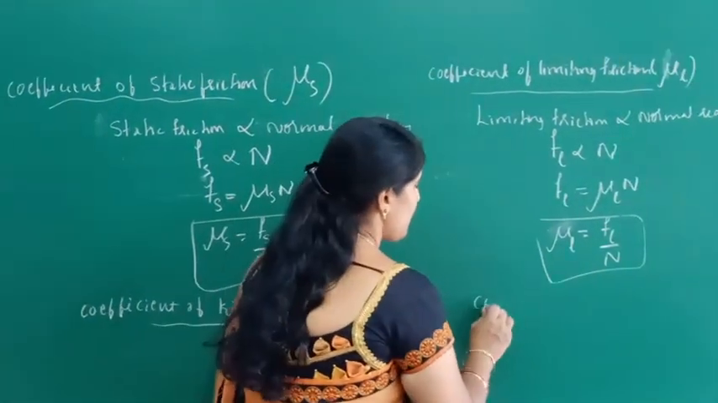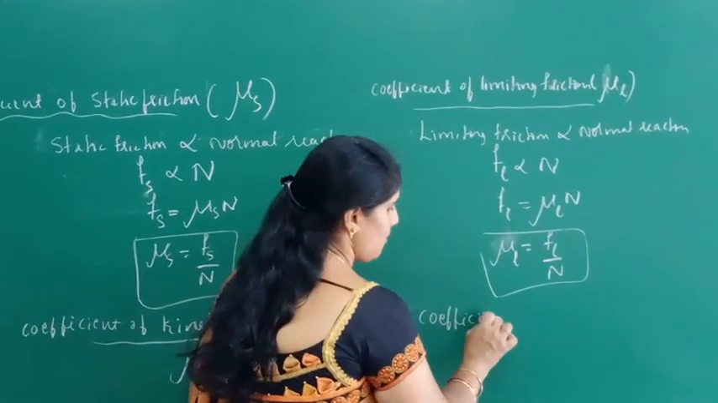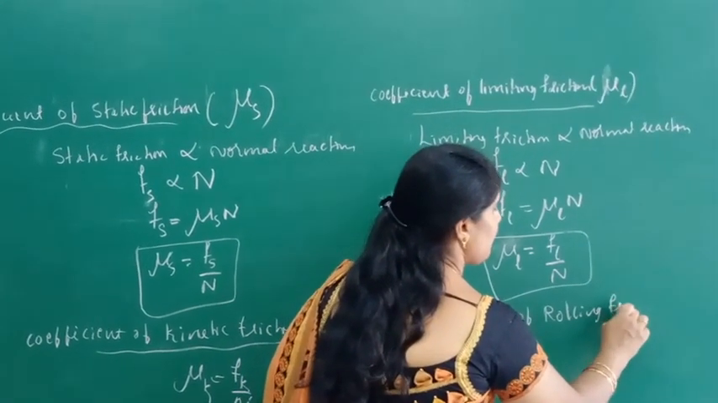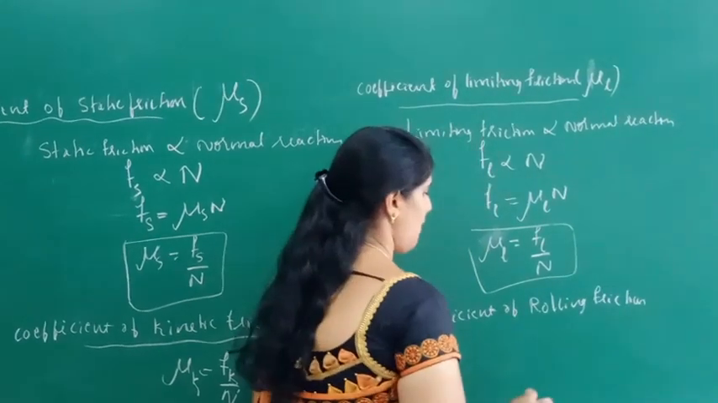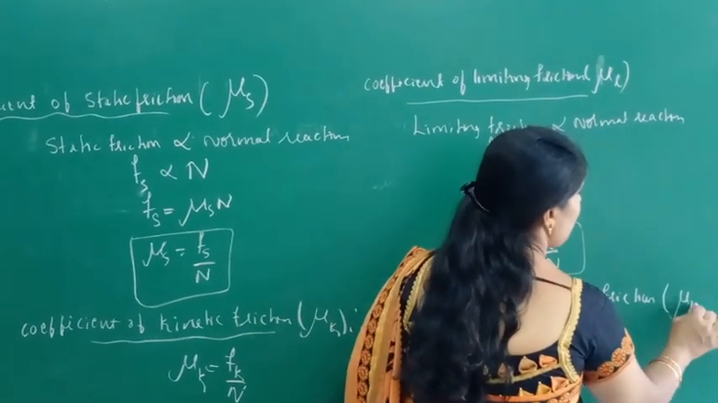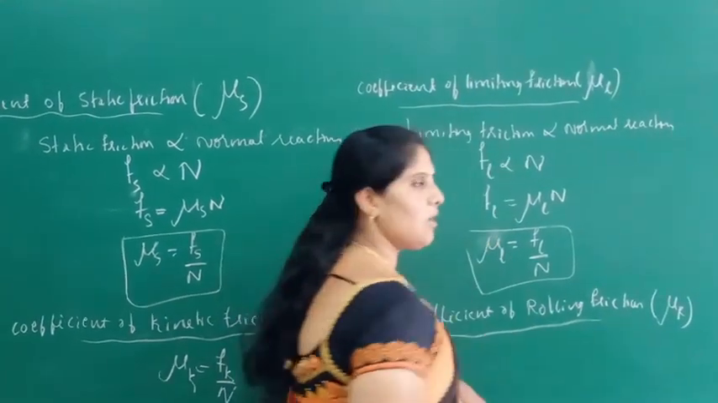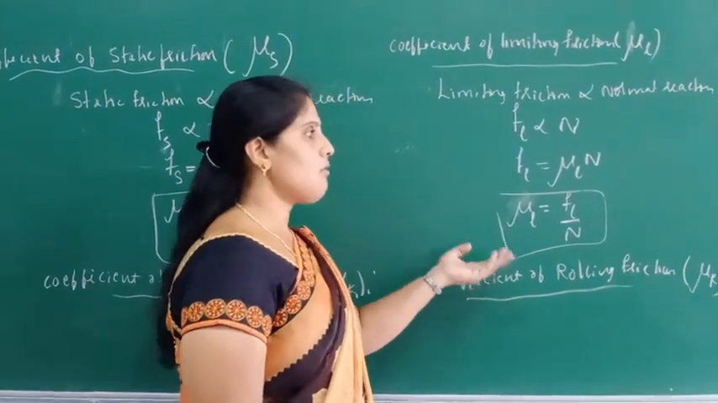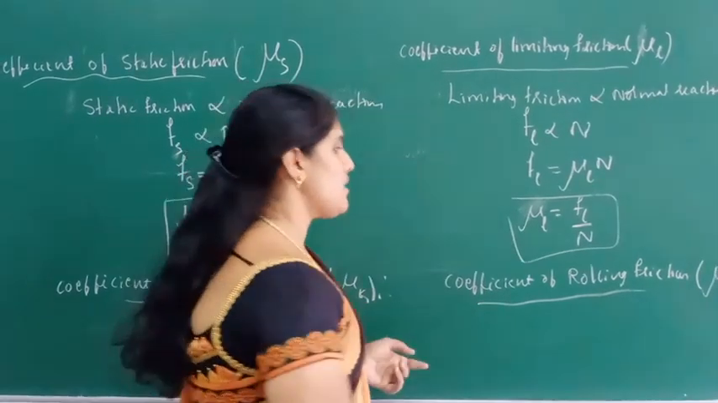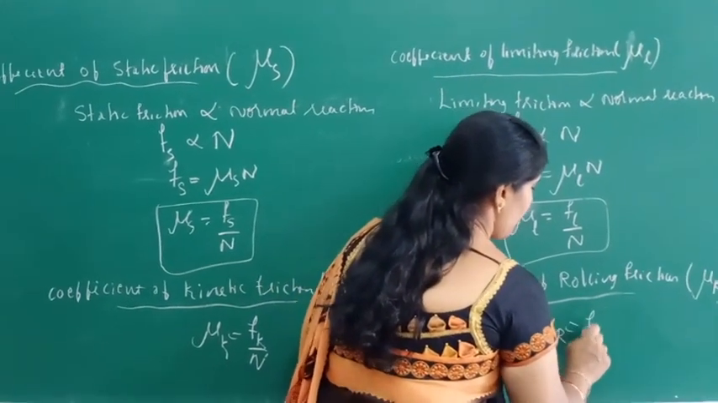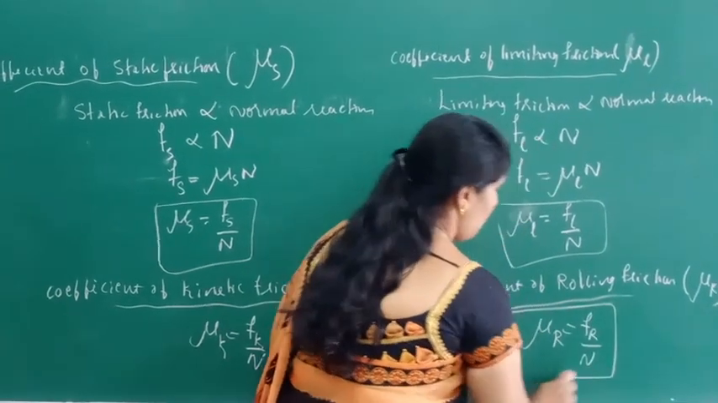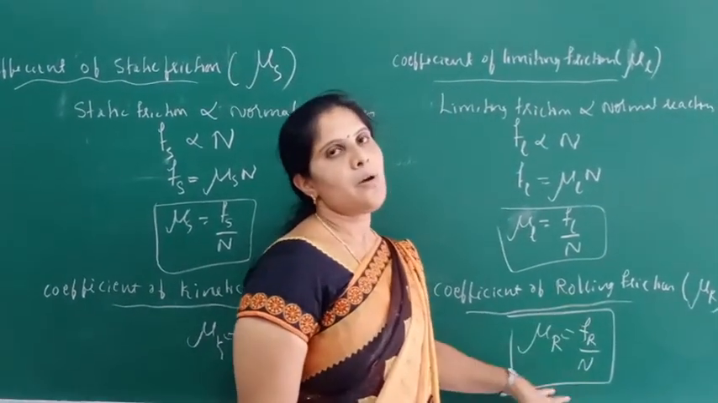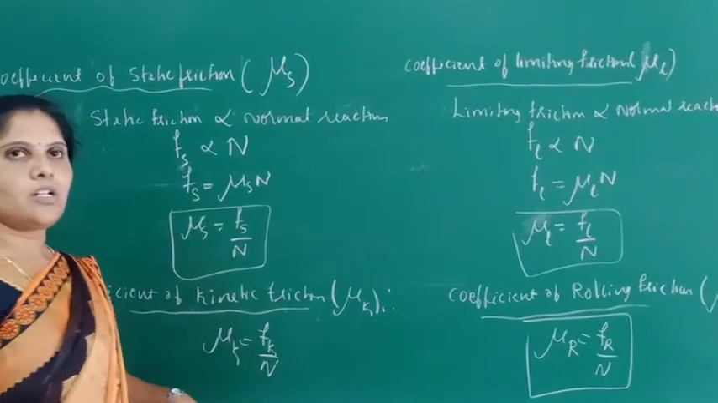And the fourth one is coefficient of rolling friction, denoted by mu r. Here also rolling friction, that is Fr, is directly proportional to normal reaction N. So Fr is equal to mu r into N, or mu r is equal to Fr by N. That is, the coefficient of rolling friction is defined as the ratio of rolling friction to the normal reaction. So these are the types of coefficient of friction.